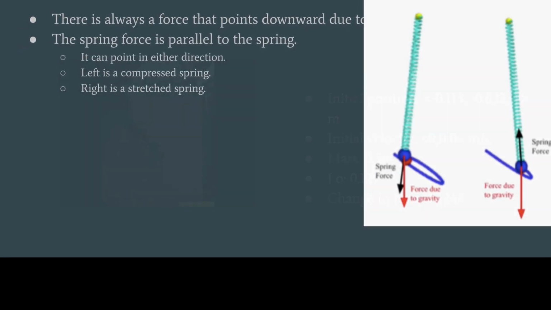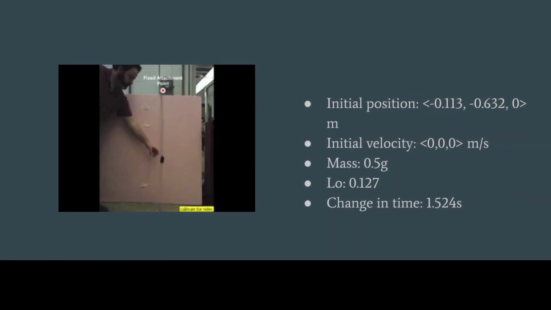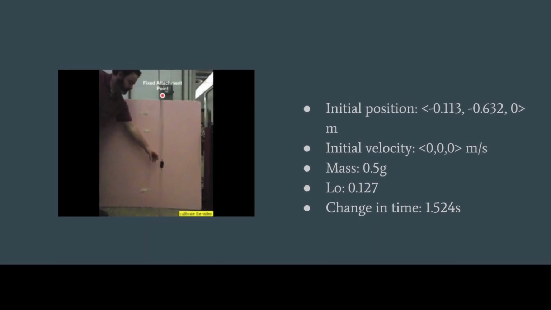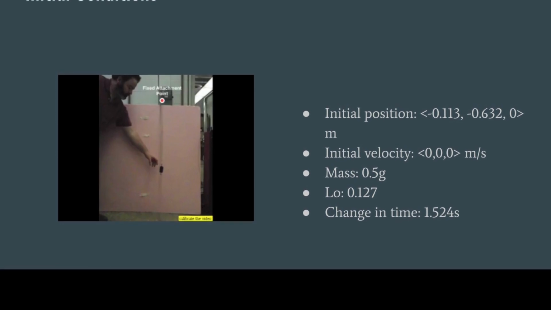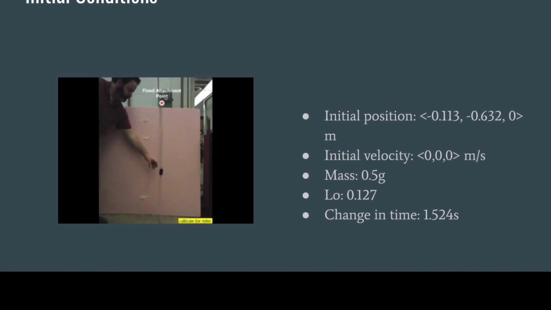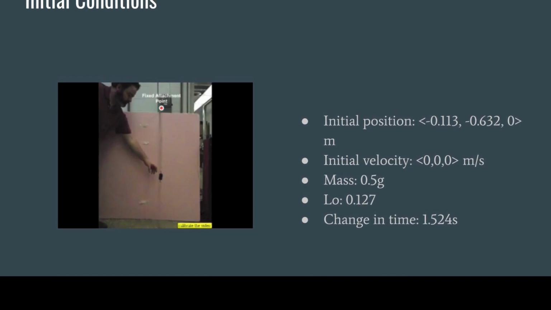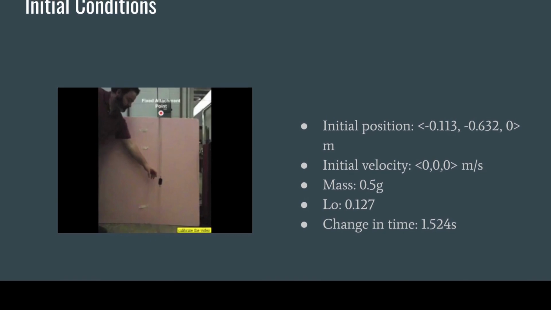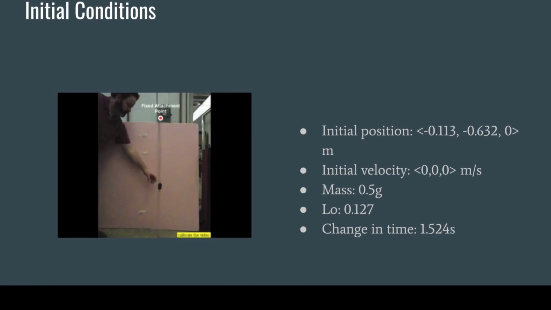For the initial conditions, based off of the video and Tracker, I found the initial position to be negative 0.113 and negative 0.6320 meters in the x, y, and z components respectively. For initial velocity, I found it to be 0.000 meters per second, so 0 meters per second for every component. For mass, I got 0.5 grams. For the initial length of the spring, I got 0.127 meters, and for the change in time, I got 1.5e-4 seconds.